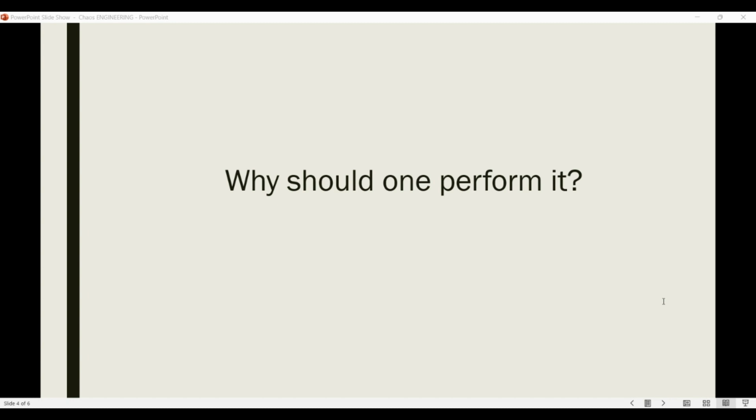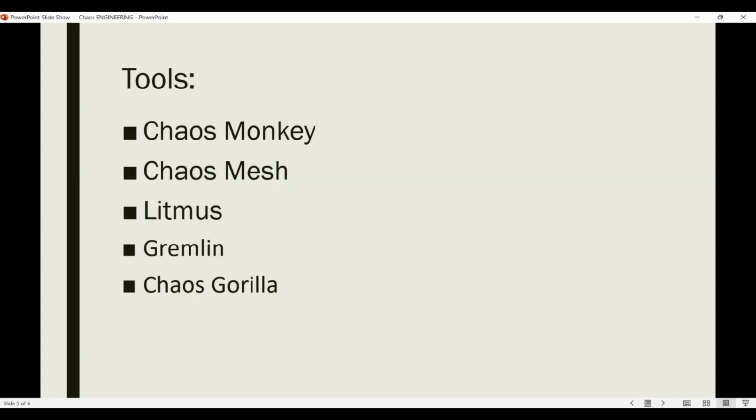As we all know, chaos engineering as a practice was first introduced by Netflix in 2010, and since then it became one of the hot trends for testing in DevOps environments. In the last few years, we saw the launch of a number of chaos testing tools such as Chaos Monkey from Netflix, Chaos Mesh, Litmus, Gremlin, Chaos Gorilla, and so on.